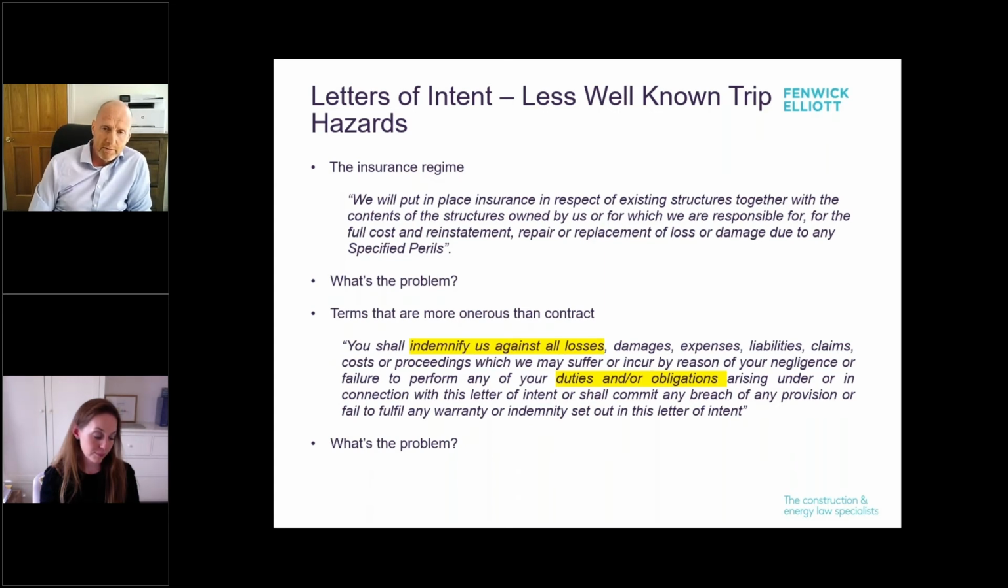And this is one I took out from another letter of intent I saw recently. On the face of it, I could see a lot of people reading this thinking, well, that's nearly there, isn't it? It talks about we as in the employer putting in place insurance of the existing building. I'm familiar with that. That's sort of what the building contract says. And then it mentions these specified perils things. So that's great. So that's fire and flood. I know what those are. But does that get the contractor the benefit of the get out of jail card for the fire on the Wednesday? I would say no.